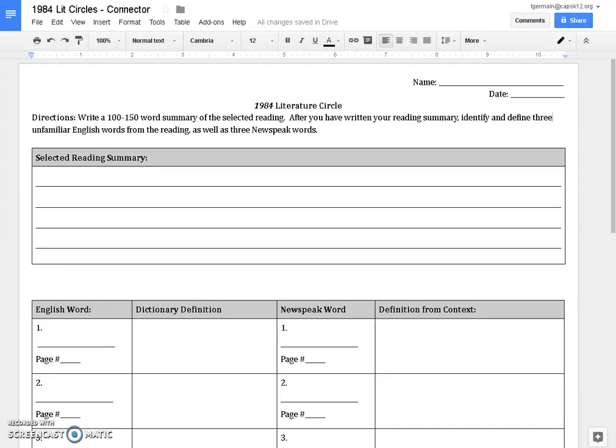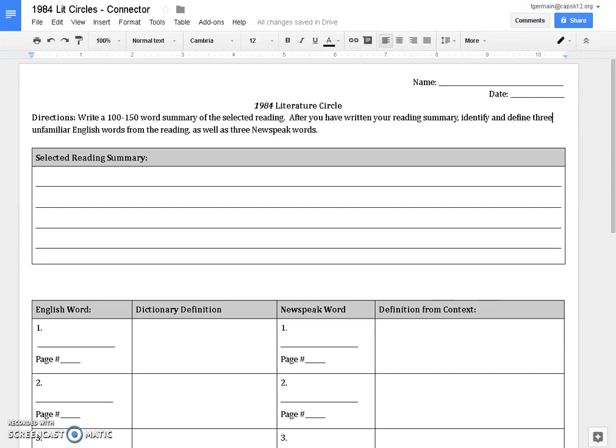For Book 2 of 1984, we're going to be doing an assignment that's called Literature Circles. Basically, every person in your group is going to have a specific job that they are responsible for. And everybody needs to come to class on that day having read Book 2 and having completed the job that they are responsible for in order to have a full conversation and discussion, whatever you want to call it, at your tables.